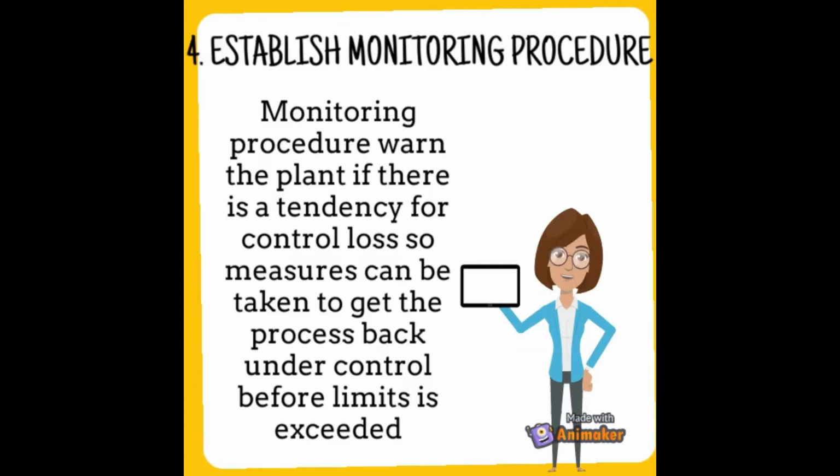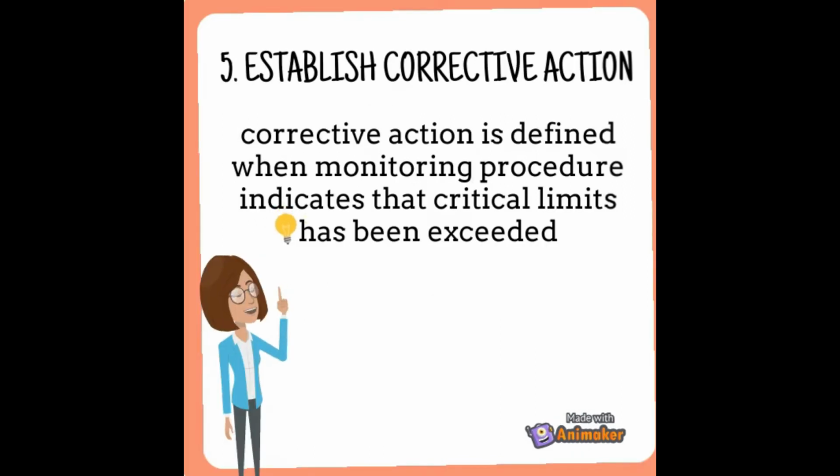The fourth principle is to establish monitoring procedure. This is to warn the plant if there is any tendency of control loss so measures can be taken to bring the process back to normal before limits is exceeded. The fifth principle is corrective action. Corrective action is defined when monitoring procedure indicates that the critical limits has been exceeded.